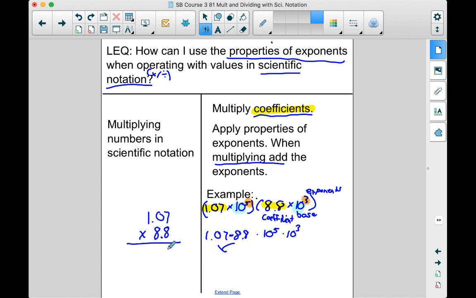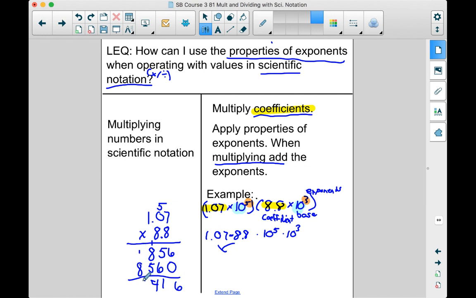So 8 times 7 is 56. 6 carry my 5. 8 times 0 is 0, plus 5 is 5. 8 times 1 is 8. I'm moving to my second place value, so I had a 0 as a placeholder. Again, I have 56. 8 times 0 is 0. Add the 5. 8 times 1 is 8. Now I'm going to go ahead and I'm going to add those. 6, 5 plus 6 is 11. 8 and 1 is 9, plus 5 is 14.